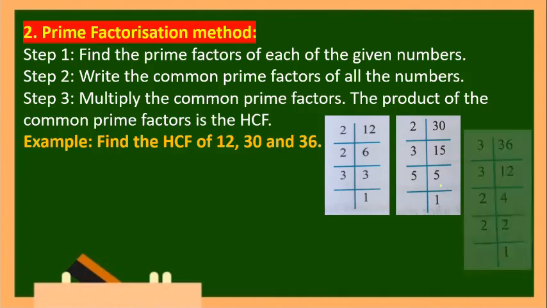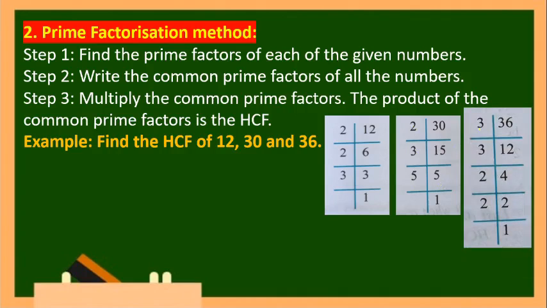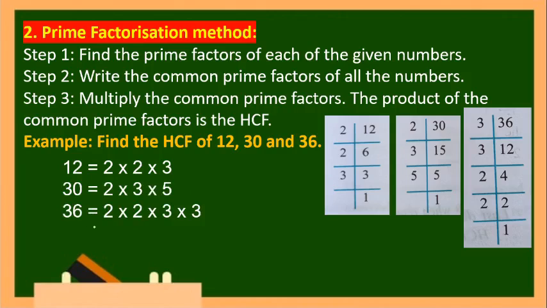Next number is 36. 3 twelves are 36. Next, 3 fours are 12, 2 twos are 4, then 2 ones are 2. So 36 can be written as 3 into 3 into 2 into 2. So let's write prime factors first. 12 can be written as 2 into 2 into 3. 30 can be written as 2 into 3 into 5. 36 can be written as 2 into 2 into 3 into 3.